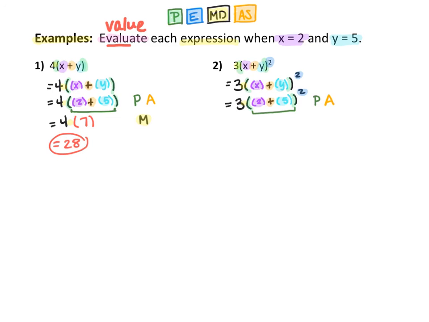Looking at example 2, we first have to evaluate the parentheses. And inside the parentheses, we have addition. So we need to take 2 plus 5, and we get 7. Our next operation to evaluate is the exponent. So we have to take 7 squared, which is 49. And our final step to evaluate is to multiply 3 times 49. And we get our answer, 147.